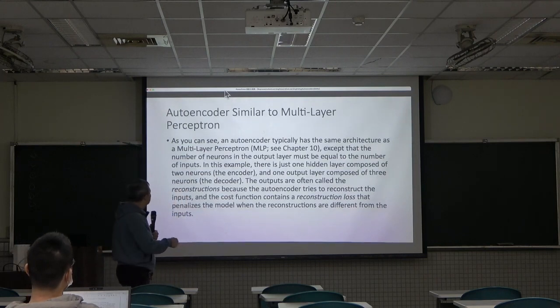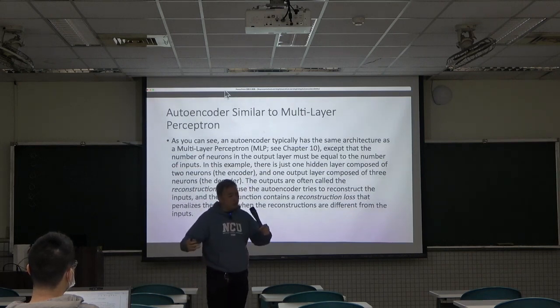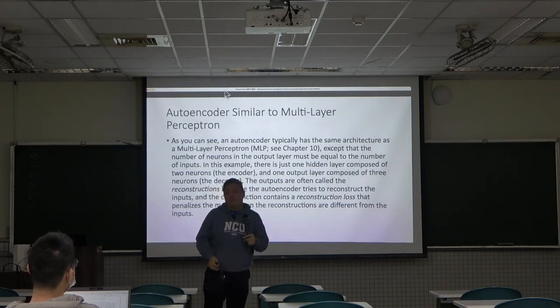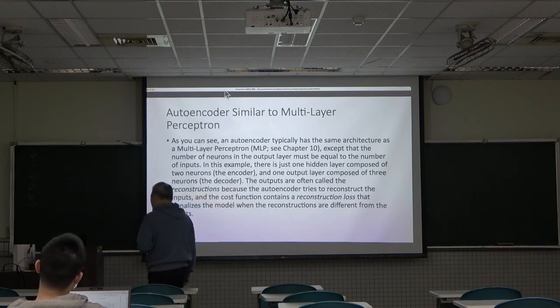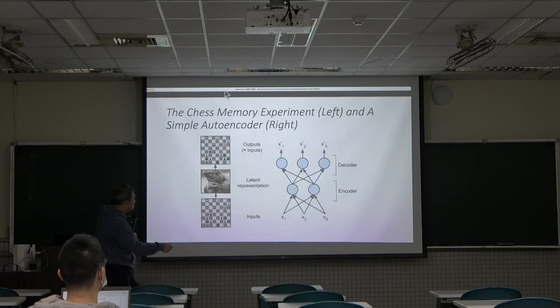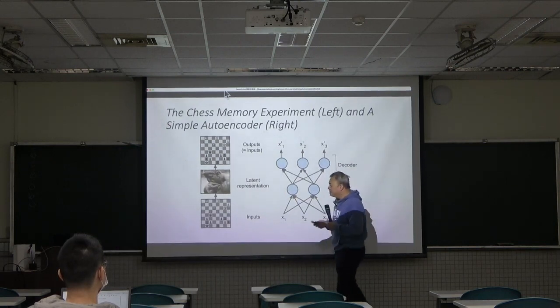Except that the number of neurons in the output layer must be equal to the number of inputs. This is not required in MLP, right? The number of input neurons has to be the same as the number of output neurons. This is not necessarily the case. Actually, this is most likely not the case in MLP, but this is always the case in autoencoder. So in this example, there's just one hidden layer composed of 2 neurons. This is what we call the coding layer.